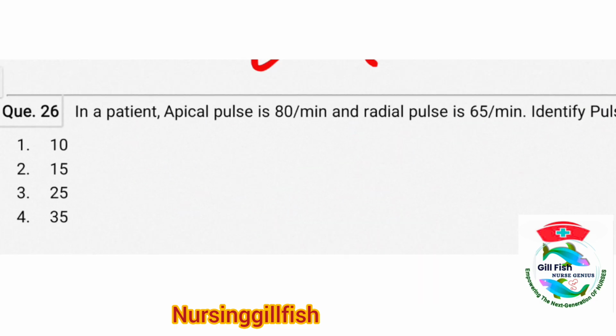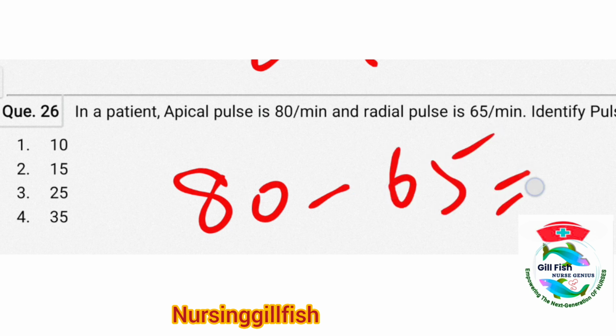In a patient, apical pulse is 80 per minute and radial pulse is 65 per minute. Identify the pulse deficit. So the apical pulse is 80 and the other pulse is 65. What is the pulse deficit? It is 80 minus 65. So how much is it? 15. So what is the correct answer here? Option 15 is coming. That will be the correct answer. I think you understood the question and answer. Okay, fine. Move on to another question.